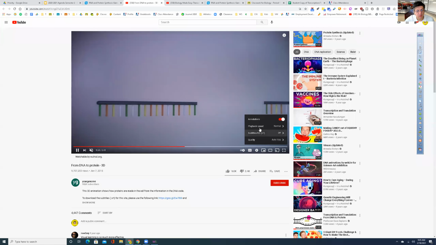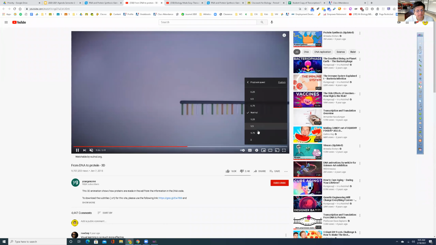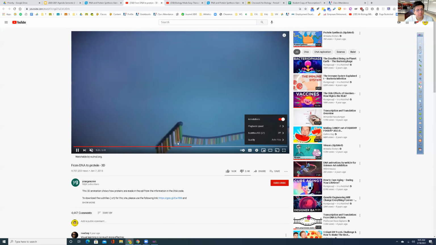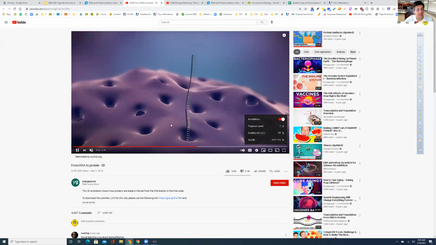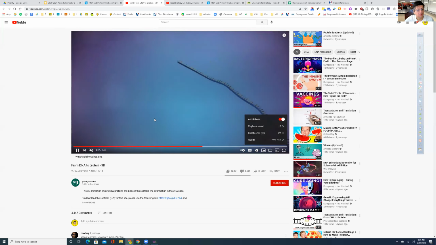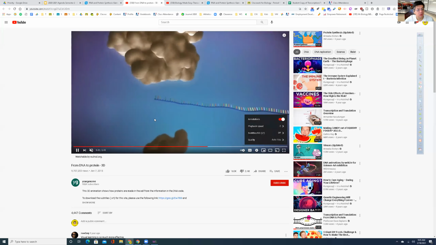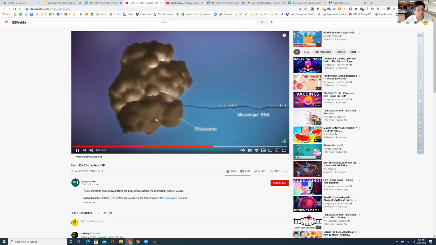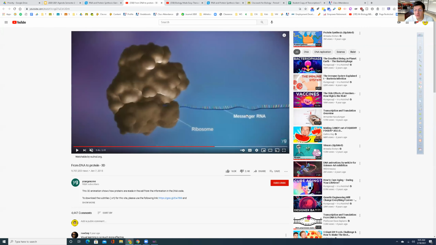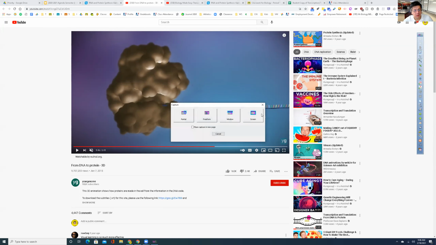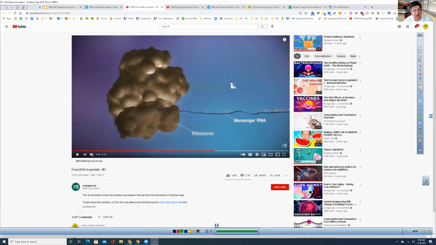Let me speed it up a little bit. See how it's leaving? It left the nucleus and boom. See how the ribosome just got a hold of it? Does that make sense? Now what you guys are about to see now, okay, is a new process.